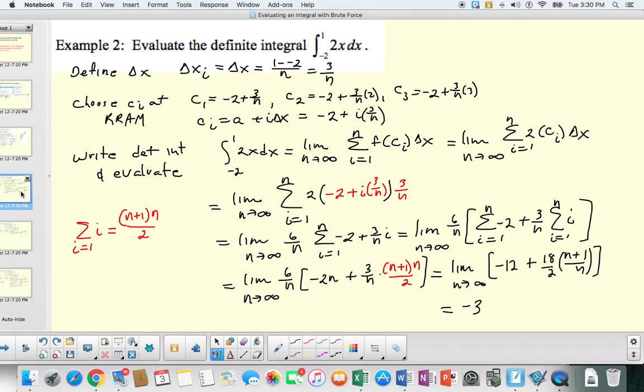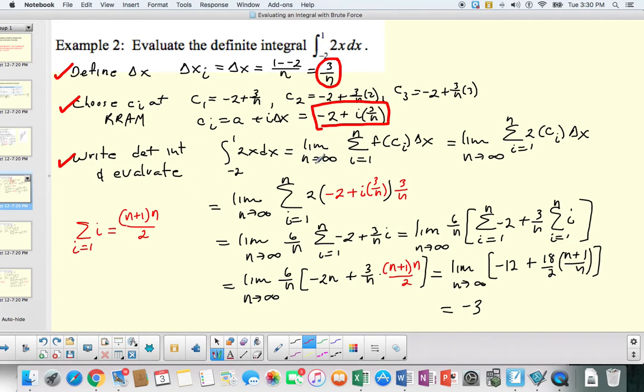Okay, let's go ahead and do the problem again, but this time let's go from negative 2 to 1. When you do negative 2 to 1, again, we're going to define our delta x. You notice that our interval widths are going to be a little different than they were before. We are now going to choose our c sub I. We are starting from negative 2 instead of 0, so the general term will look like this. And then we're going to want to write the definite integral and evaluate.